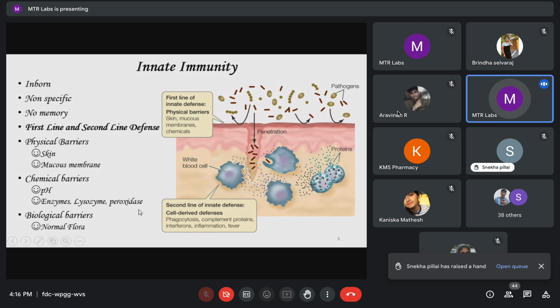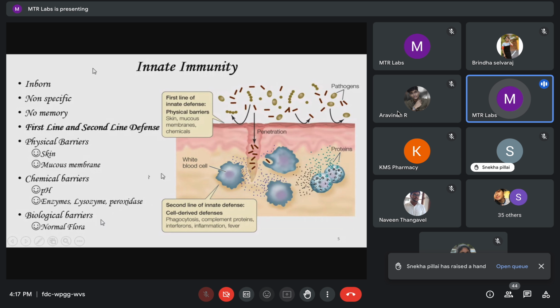And next, the enzymes present in the body. Enzymes like lysozyme, peroxidase, pepsin, defensin, etc. are present in our body. For example, lysozyme is present in saliva, tears, mucus, etc. Pepsin is present in gastric juice. Beta defensin is present in epithelial cells. So all such enzymes act as the chemical barriers of the body to kill the pathogens.